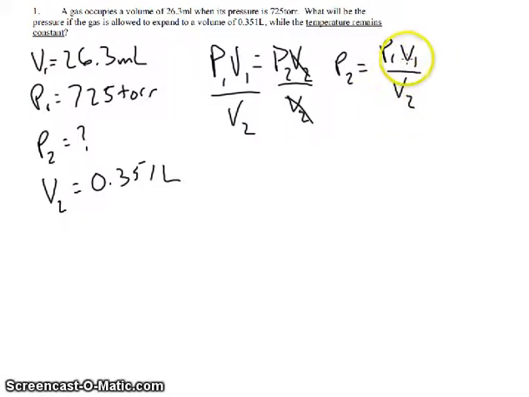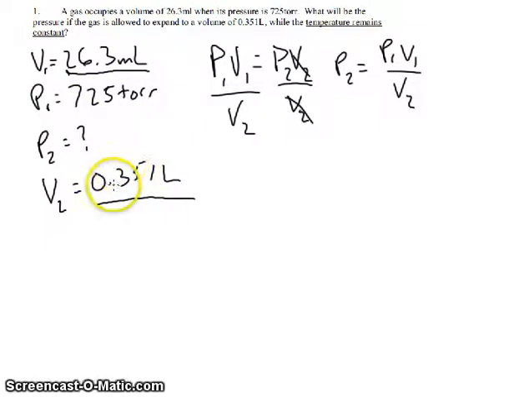Then we're almost ready to plug everything in. If we do plug everything in, we're going to get some units that are a little strange. We're going to get our pressure in units of torr milliliters per liter. Nothing's going to cancel. So that means we have a decision. We want our units for volume to cancel, so we can either change this 0.351 liters into milliliters or the 26.3 milliliters into liters. It doesn't matter as long as they're the same units, they're going to end up canceling.